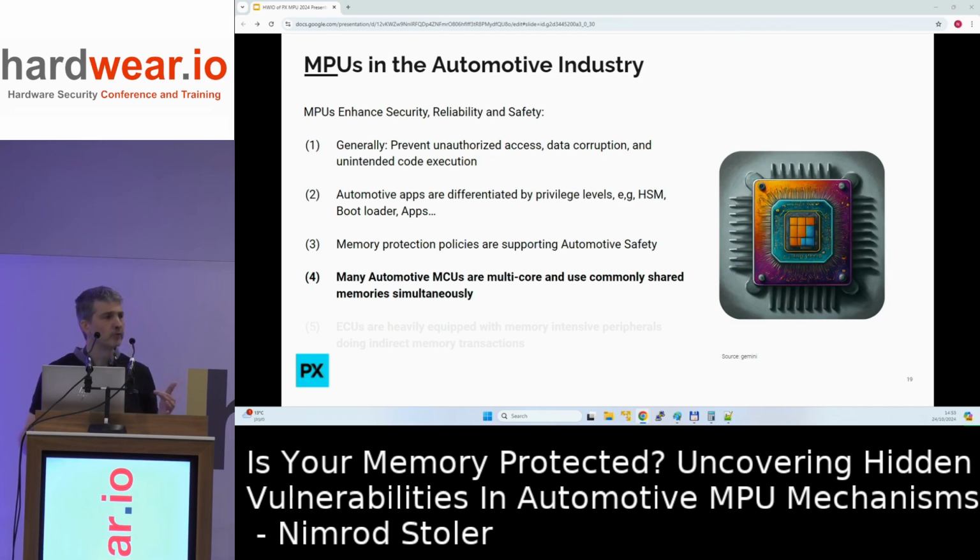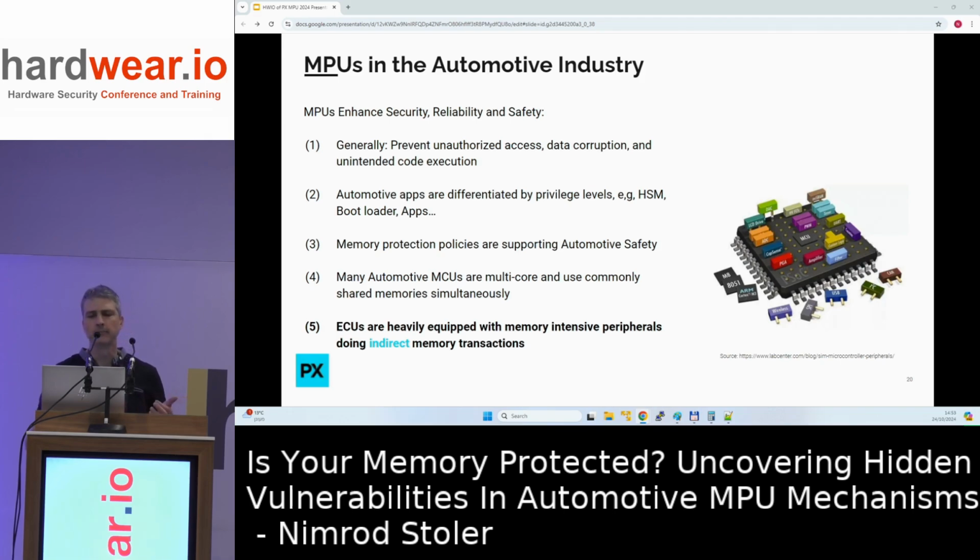Many current automotive microcontrollers are multi-core and may access common memory simultaneously. So securing memory accesses becomes a challenge. MPUs, as we said earlier, are source aware, and so they are perfectly positioned to deal with those kinds of security challenges.